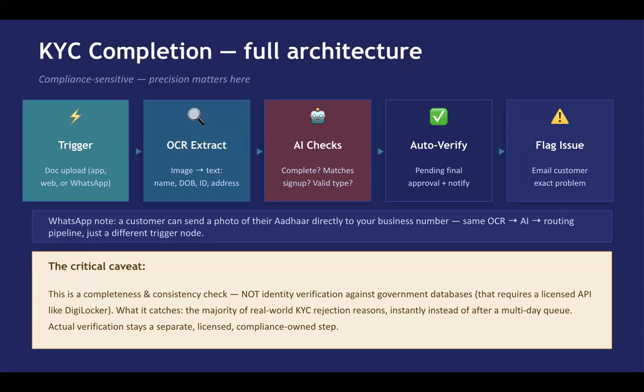The agent can just immediately email the customer saying the photo's blurry, or the name is a mismatch, or wrong document type. So this can be fixed immediately without the human reviewer having to say, oh, this is an obvious error, like you are submitting a passport when we want you to submit an Aadhaar. So it saves on the human reviewer's time.